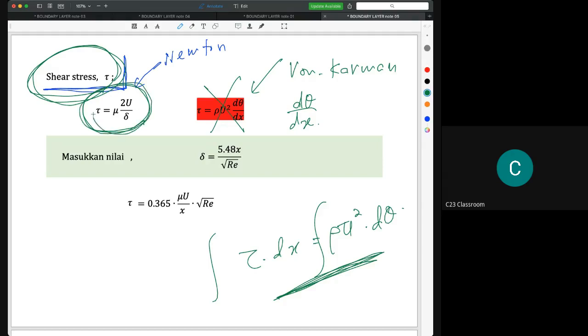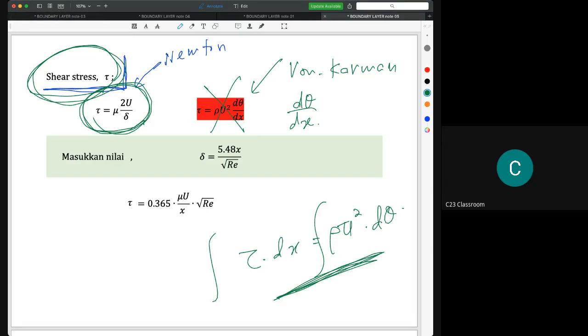Yang kalau awak tengok equation Newton, awak dapati bahawa ia telah memberi satu equation yang lengkap. Tau sama dengan mu 2u over delta. Dia tidak ada DD lagi. So jadi maksudnya gunalah nilai shear stress daripada Newton. Okay. Untuk mengira tau. Okay, boleh dapat di sini?